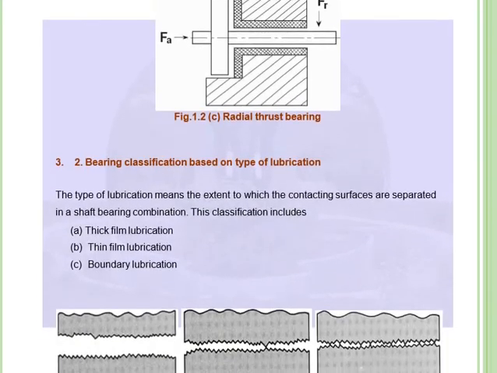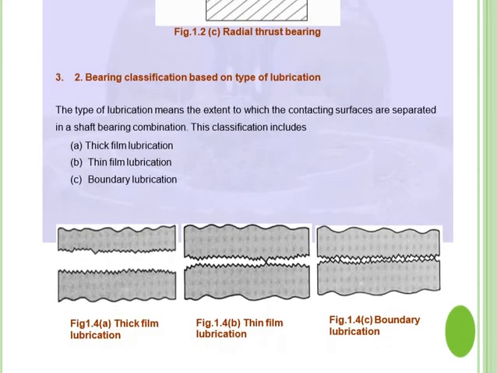Please see properly: bearings classification based on type of lubrication. The type of lubrication means the extent to which the contacting surfaces are separated. The types of lubrication are thick film lubrication, thin film lubrication, and boundary lubrication. I am going to show the pictures.